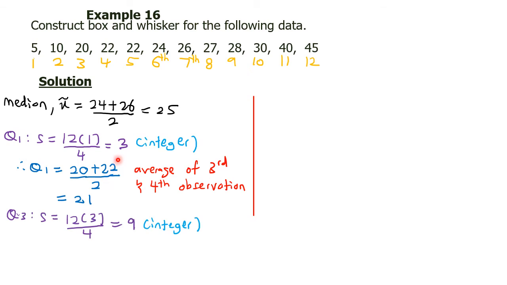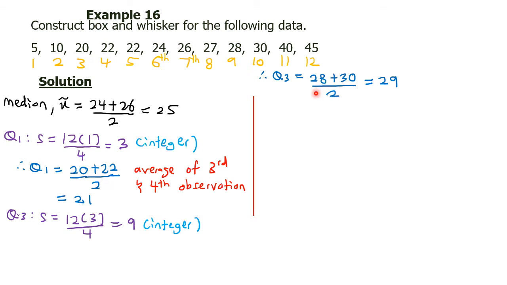Then how about the third quartile? Now k would be 3. Substituting into the formula of S, we get the value of S as 9. Again, this value is also an integer. Therefore, the third quartile would be the average of the ninth and 10th observation. So 28 plus 30 over 2 is 29. That is our third quartile.